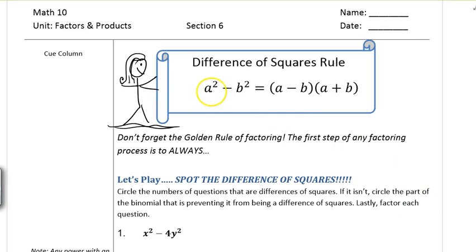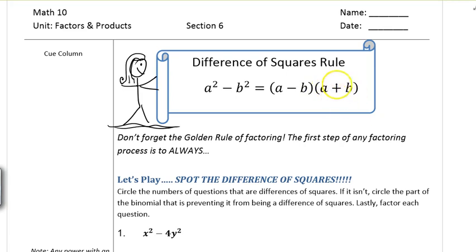The rule for factoring differences of squares is that it's going to be a minus b, a plus b. Now this is the funky part. I really find that students remember it if they say it like this, and don't say it like this, a minus b, a plus b. That's boring. If you say it like this, you will remember it better. So listen up. A squared minus b squared equals a minus b, a plus b.